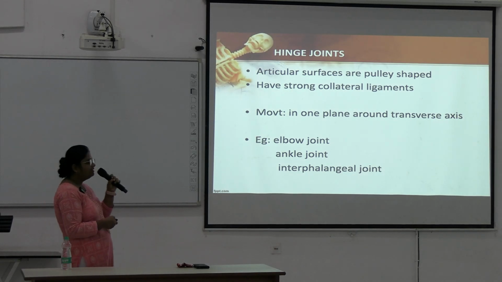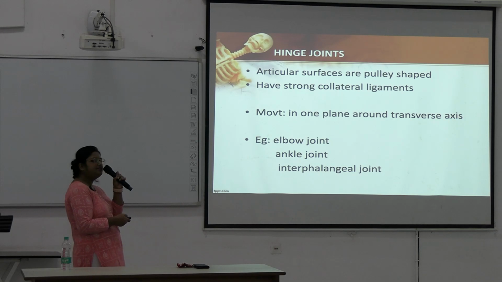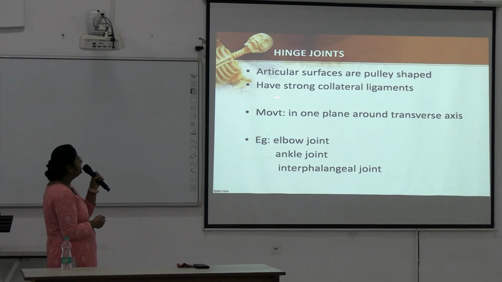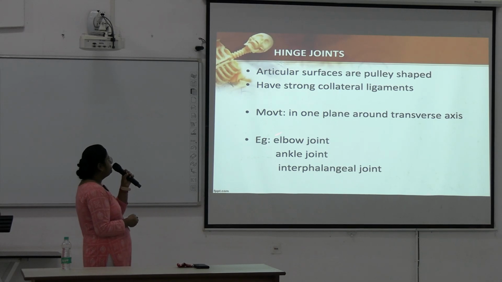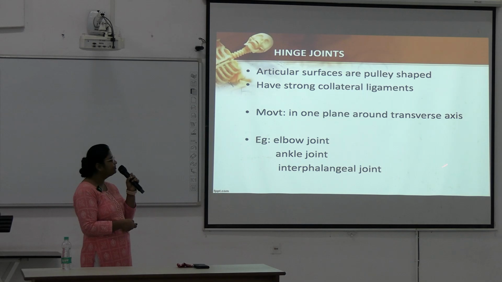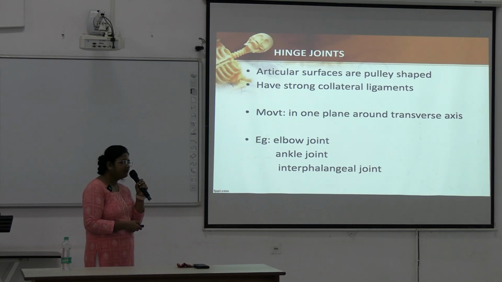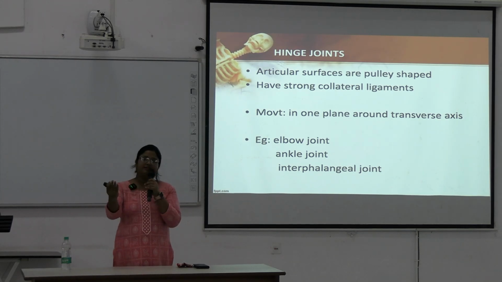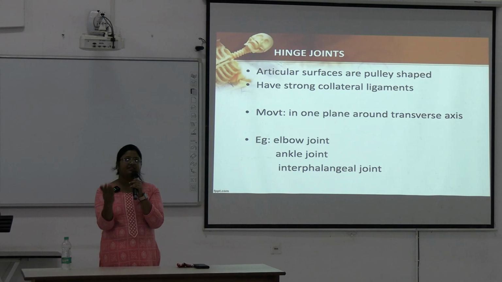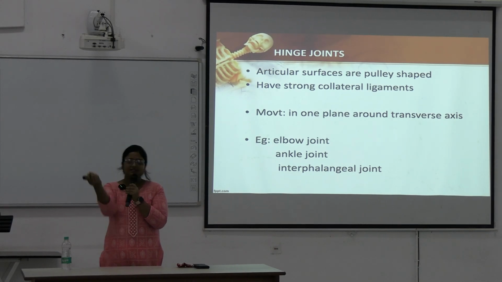Next we go to the hinge joint. In a hinge joint, the articular surfaces are pulley shaped and have strong collateral ligaments. Examples are the elbow joint, ankle joint and interphalangeal joints, and movement occurs in one plane around the transverse axis. See, in this elbow joint, movement occurs along the transverse axis. Flexion and extension can occur, but side to side movement does not occur in this joint.